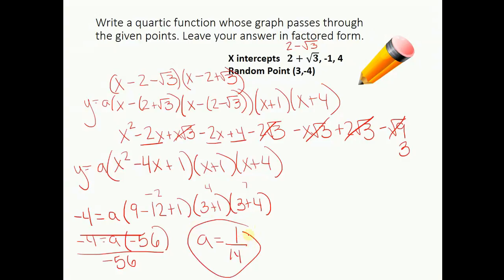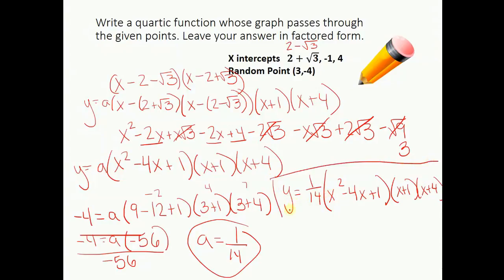So what I'm going to do is plug that in right there for my final answer. So y equals 1 over 14, x squared minus 4x plus 1, x plus 1, x plus 4. Now, ultimately, guys, to actually get the quartic equation, like with the x to the 4th, you would multiply this all out. However, since Marcia's feeling nice, you're not going to have to.